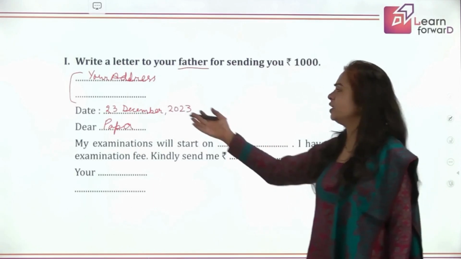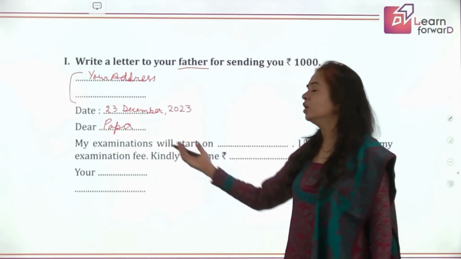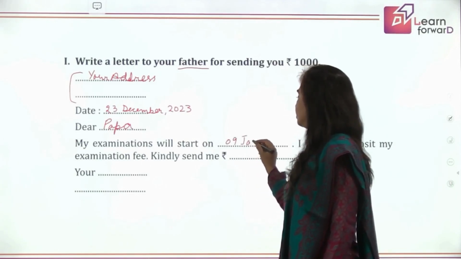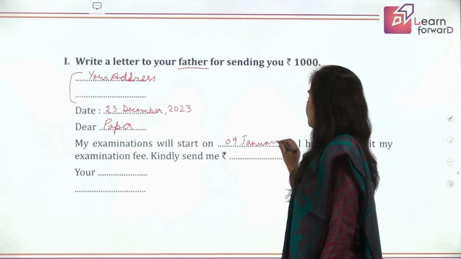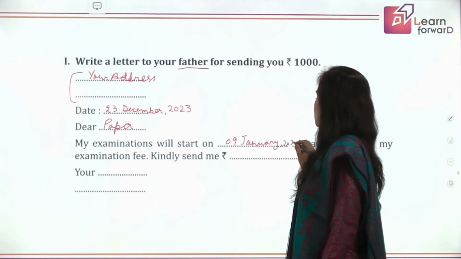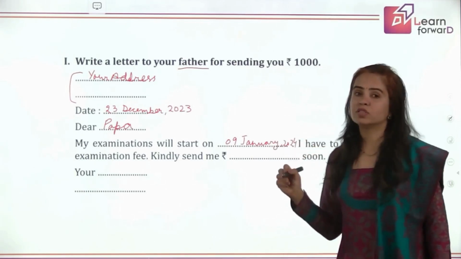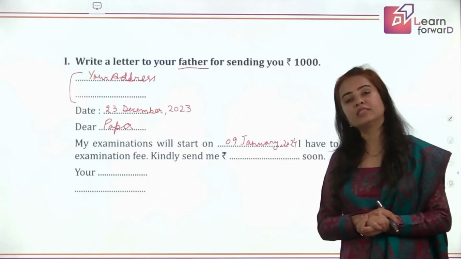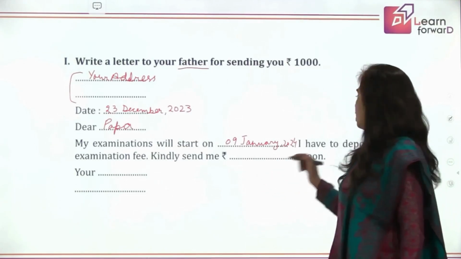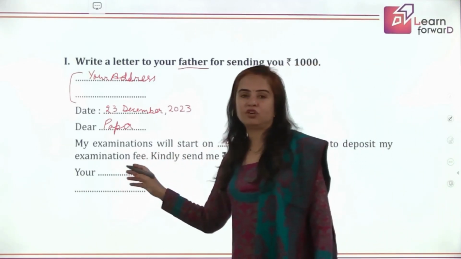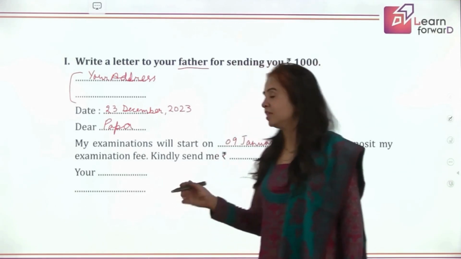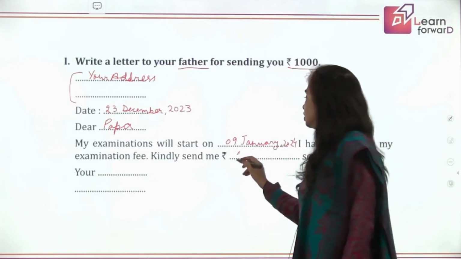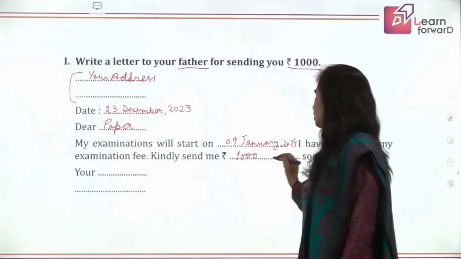You can mention any date because you are writing on 23rd December. You can say they are starting on 9 January 2024. Whenever it is your exam, you have to submit your examination fee with the school. So I have to deposit my examination fee. Now, how much money do you want for the examination fee? Kindly send me rupees. How much is it? It is 1,000. So you are saying kindly send me rupees 1,000 soon.